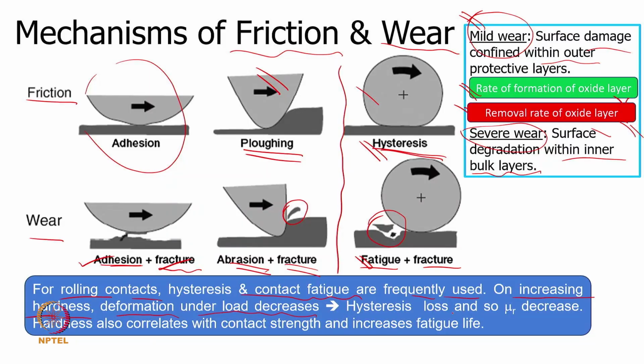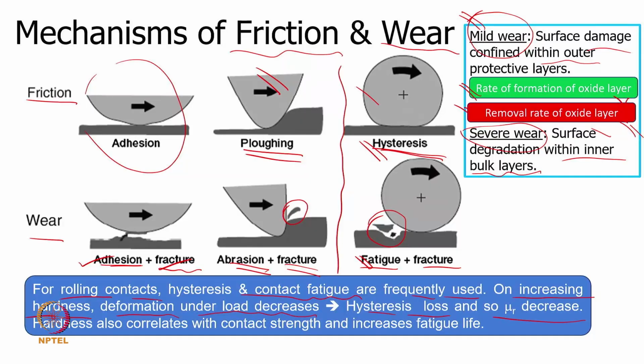So the hysteresis loss and the rolling friction coefficient will decrease if you increase the hardness, the friction will come down, and the wear rate will also come down. That's why we are again certain that hardness is correlated to contact strength, the material's contact strength. When we increase the hardness, contact strength increases, and that increases the fatigue life or service life of the product. That is required for our purpose.